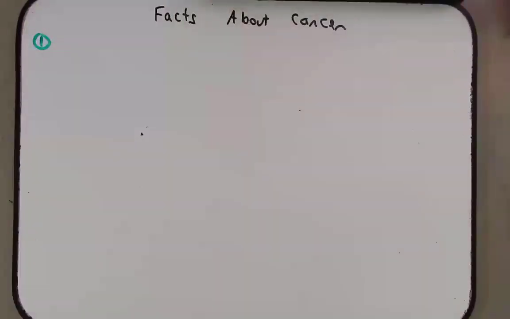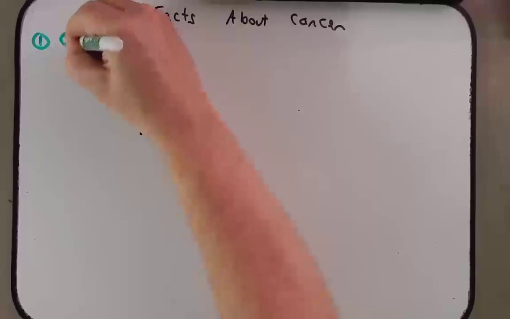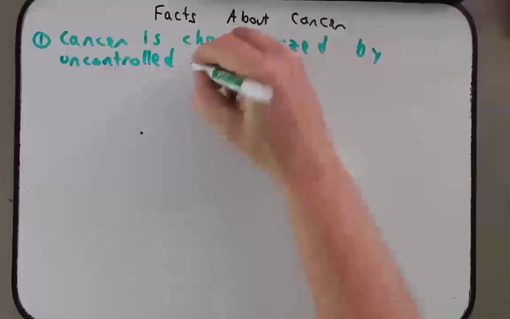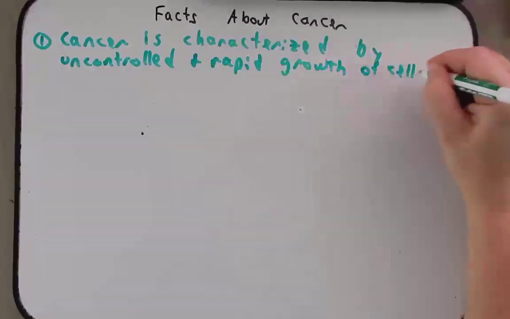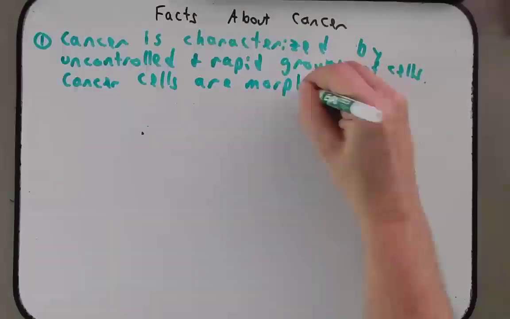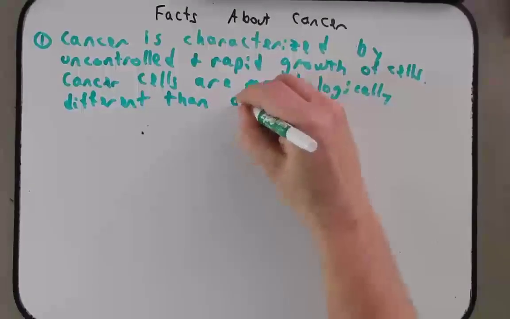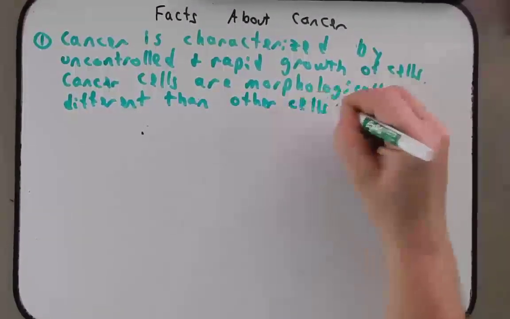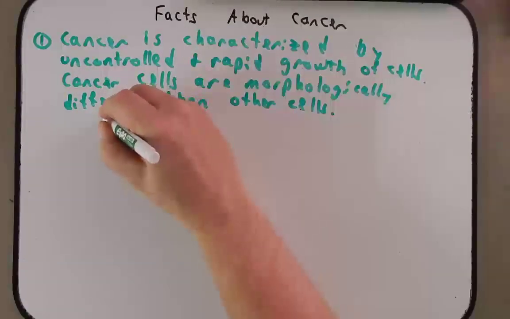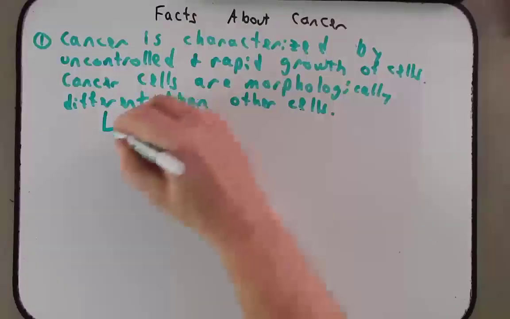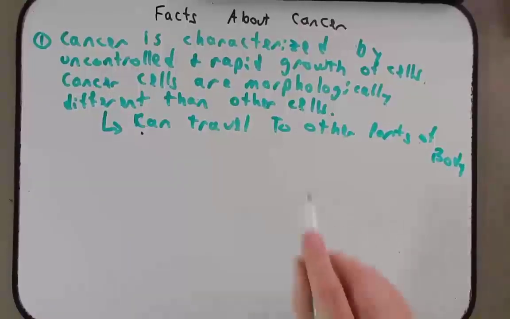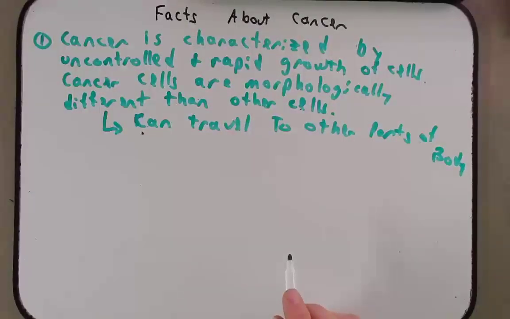First, let's define cancer. Cancer is characterized by uncontrolled and rapid growth of cells. Let's also talk about how cancer cells are morphologically different than the cells they came from. A liver cancer cell looks much different than a liver cell. In fact, they become so different that as cells become cancerous, they will eventually be able to travel to other parts of the body. In fact, it's not really cancer until they do travel and colonize other parts of the body.